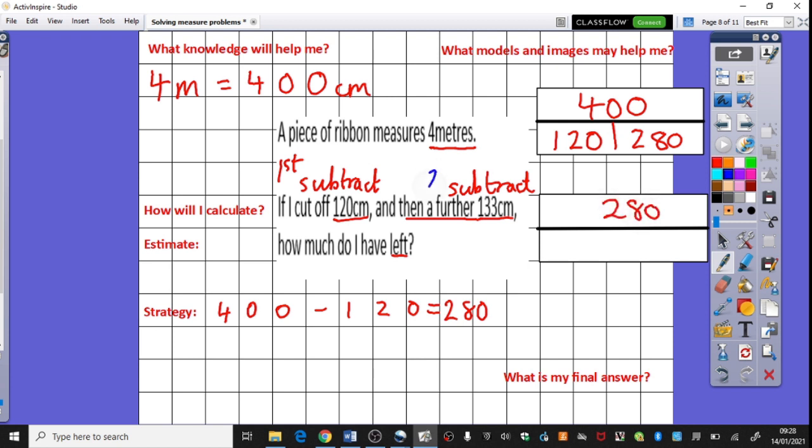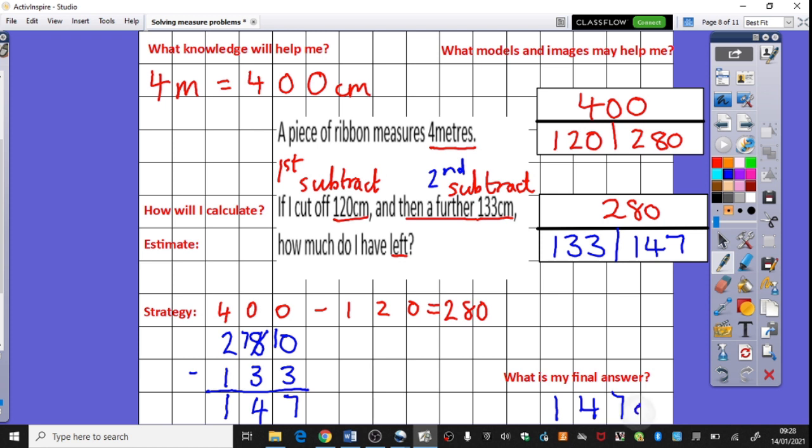Now what we're going to do is subtract again, the second part of our problem. We need to subtract 133. You may wish to do this in your head, or if you're not feeling as confident with some of your mental strategies, you can always use a column method if you wish. So you'll notice here I've had to exchange. We've got 7, take away 3 is 4, 2 hundreds, take away 100 is 100. So once we have subtracted the second piece of ribbon, we are left with 147. So our final answer is 147 centimetres.